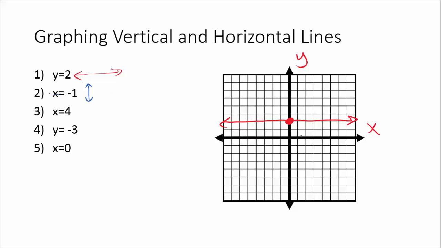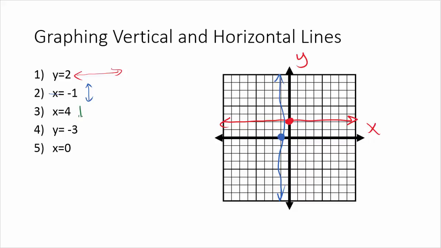Now the difference is, this isn't going to cross through the y-axis at -1. It's going to cross through the x-axis at -1. So that's going to cross right here. There we go. And again, we'll go to another one here.